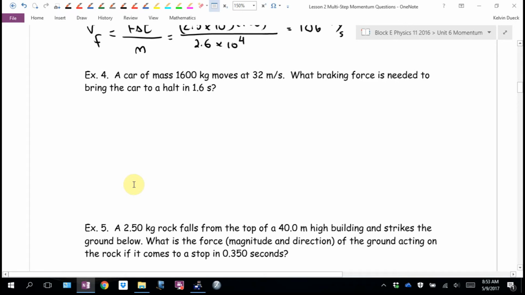A car of mass 1,600 kilograms moves at 32 meters per second. What braking force is needed to bring the car to a halt in 1.6 seconds?